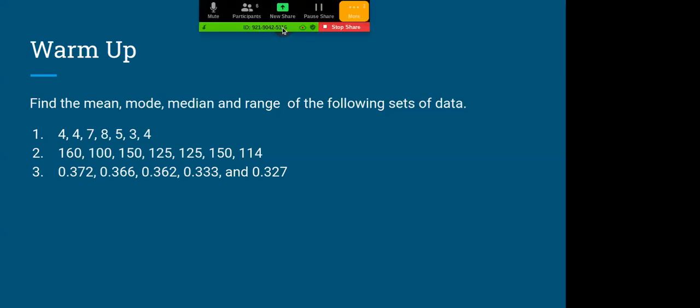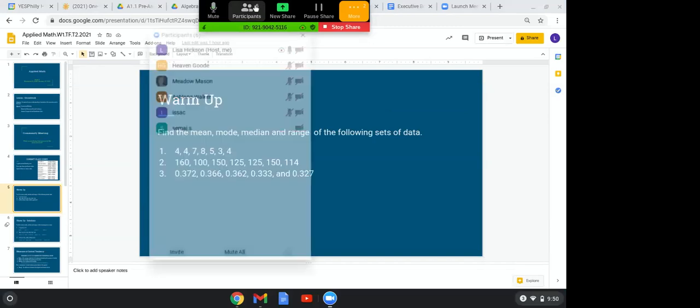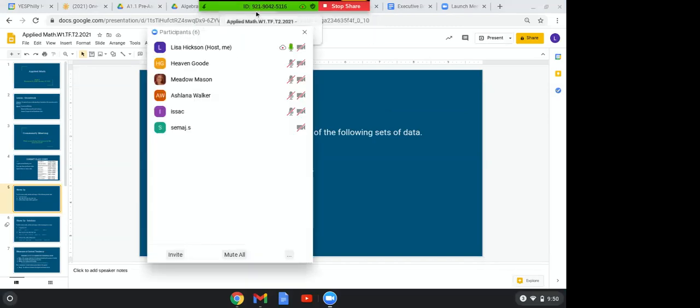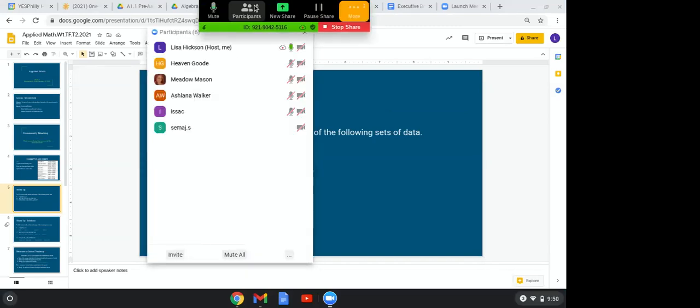So we are going to, did I lose somebody? Hey, Samaj, what's up, boo? How are you? Thank you for joining us. We are going to do mean, mode, and median. That is our warm up, and we are going to do it now. So that's good timing.